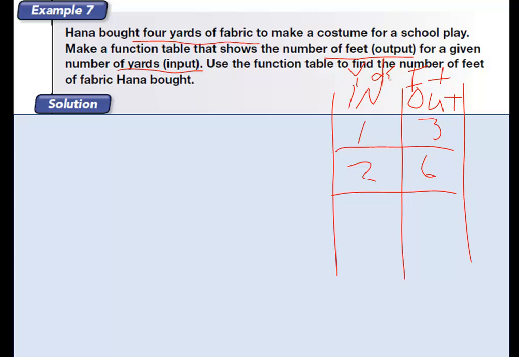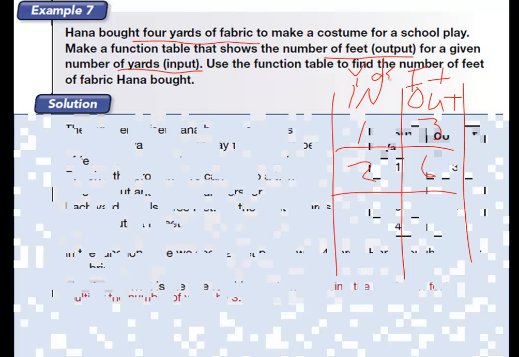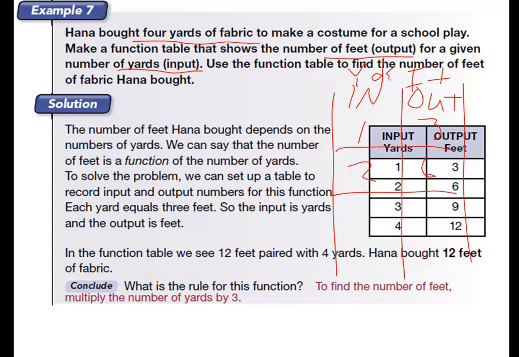So if Hannah bought 4 yards, how many feet did she have? She had 12. 4 yards times 3 feet equals 12. That would be something you could probably do in your head. But usually if it asks you to do it with a function table, you're going to need to draw that table. The rule is that to find the number of feet, you multiply the number of yards by 3. And that's what we did.